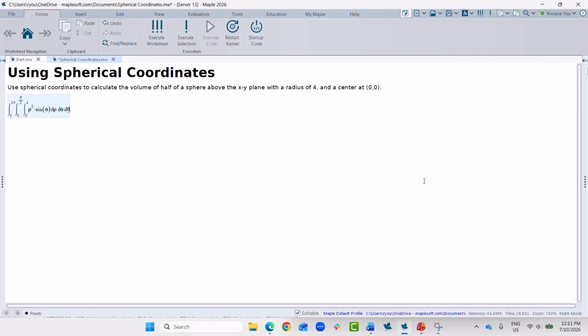Here's a standard multivariable calculus problem. If you haven't taken the course, here's the one thing you need to know. Spherical coordinates use the distance from the origin and two angles instead of x, y, and z.